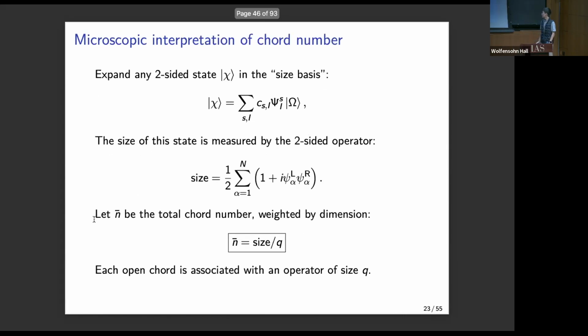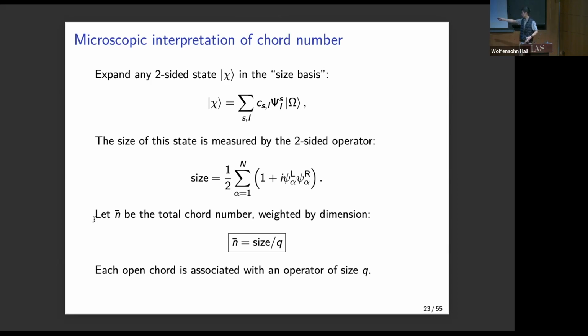Okay. Now, let me just comment on the microscopic interpretation of the chord number. So in general, there's this notion of operator size. So you can take any two-sided state and expand it in the basis of fundamental fermions. And you can write the state in this particular form. So here c_S is the size wave function. And the size in general, which acts on the state by multiplication by S, is just accomplished by this operator here. Okay, so this is discussed in Stryker and Chi.